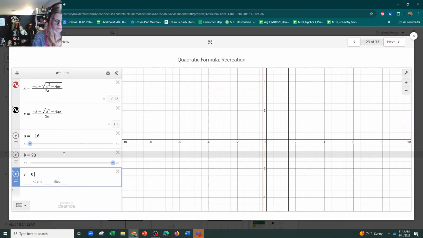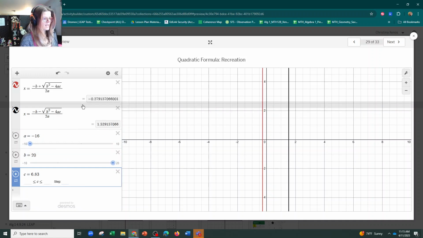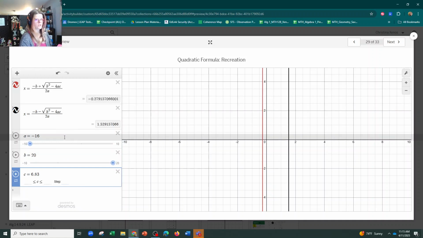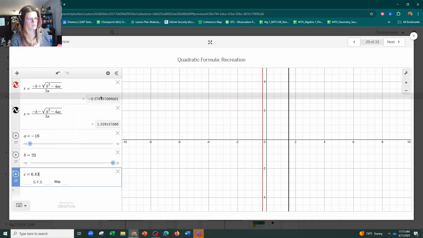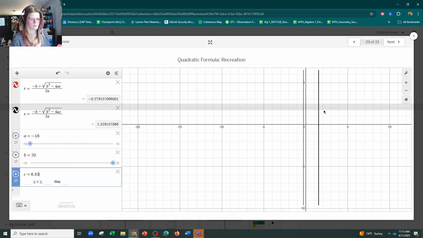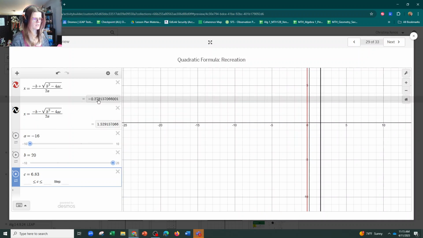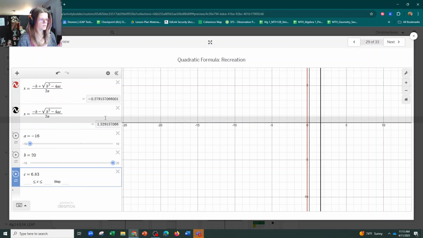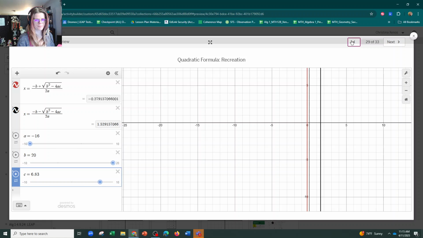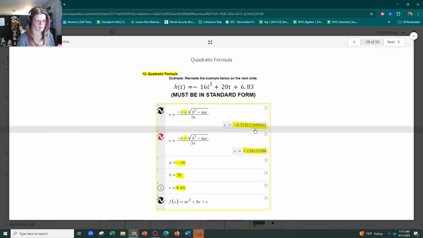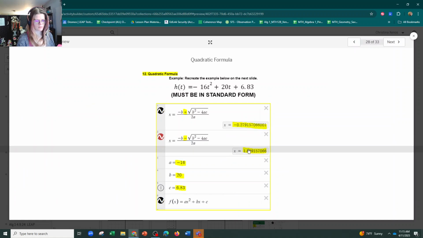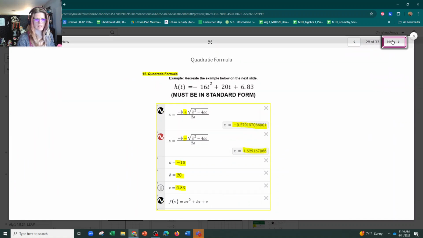C equals 6.83. And look, once you have entered your values for a, b, and c, you see your answers pop up right here. Our two solutions are these numbers, negative 0.2791 and so on, and 1.52. These are definitely irrational. Notice how you can't change them to fractions because they're irrational. And let's double check our work over here. We got the same thing. Perfect. All right, next.